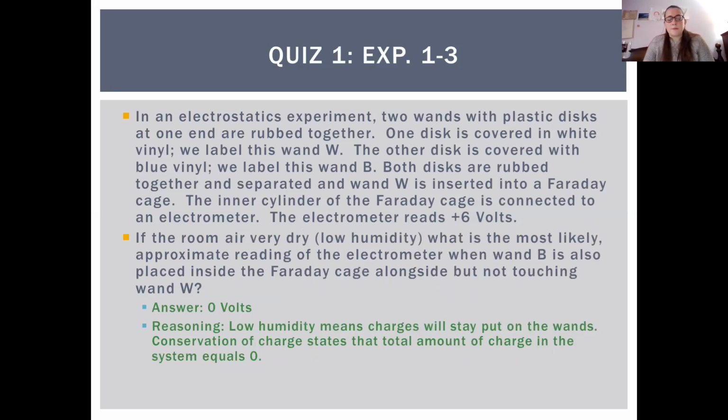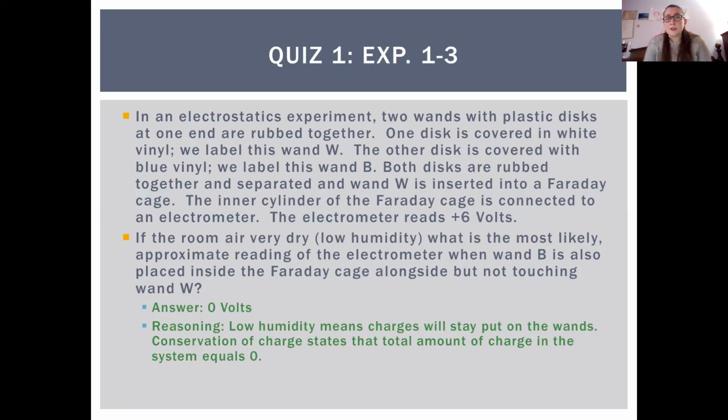Same scenario, but this time we're in a very dry room. Ha, not in Florida. And so he wants to know what is the most likely approximate reading when both of them are placed inside the cage together. And of course, the answer to that would be 0. Due to conservation of charge, that means the total net charge in the system would be conserved. So +6, -6 equals 0. I think that's the last one about this particular scenario.